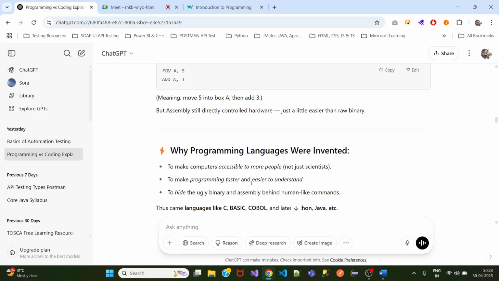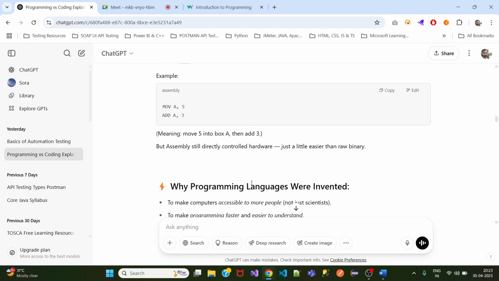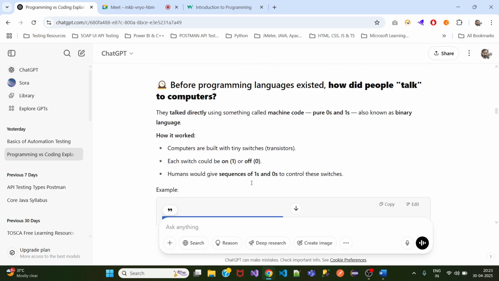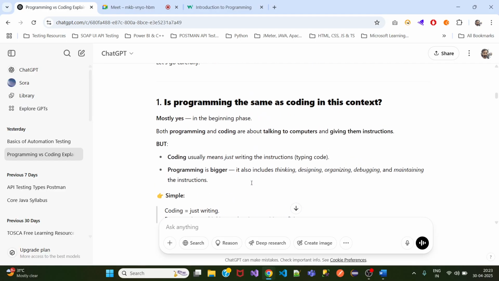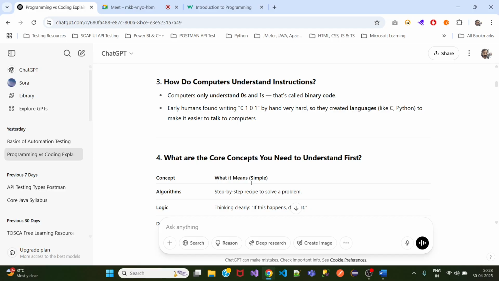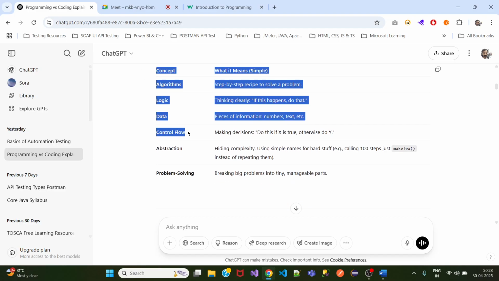I know this is very basic, but still, I wanted this to be explained because these are the bases. Algorithm is a base, logic, how to write a logic is a base, and how to use your text. These two things should be understood and learned first before jumping into programming or before jumping into writing code.